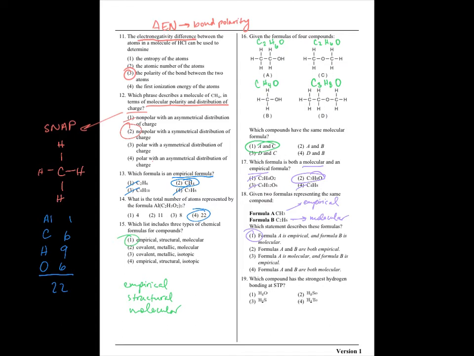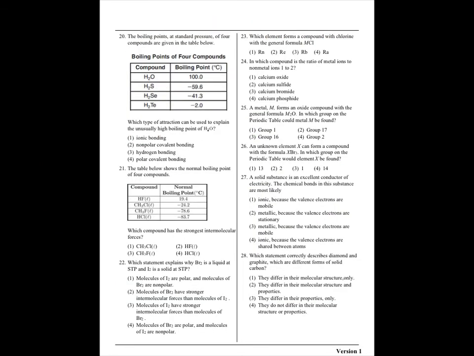Now, which compound has the strongest hydrogen bonding? Hydrogen likes to have fun, you promiscuous little element. The only one that fits the bill is choice 1. All right, number 20, we have boiling points for these 4 compounds. But look at that, H2O has a ridiculously high boiling point.